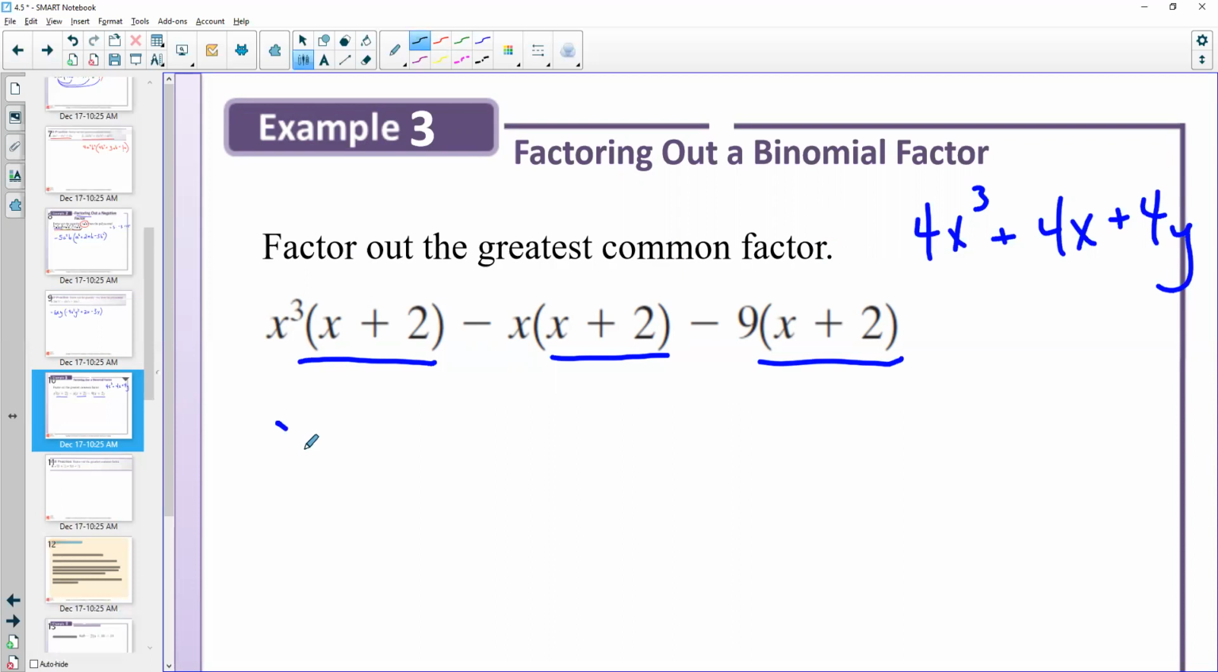All right, so I'm going to pull x plus 2 to the front. That's the greatest common factor. Then I'll multiply by what's left. X cubed, keep the signs, minus x, minus 9. That's it. Done. Happy days.